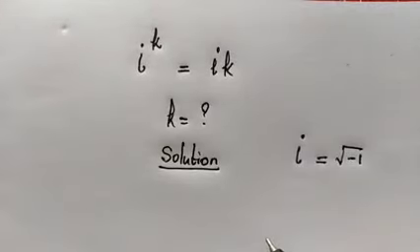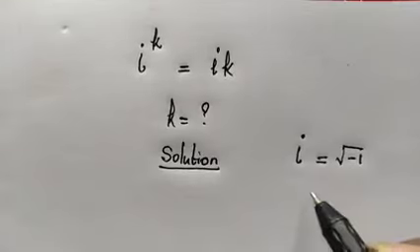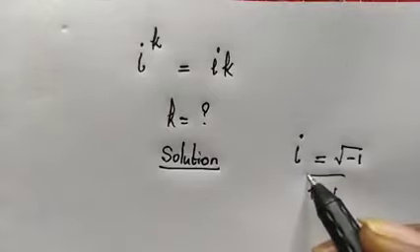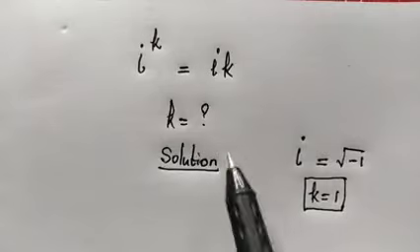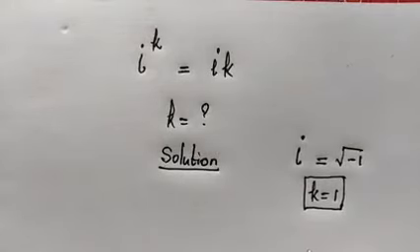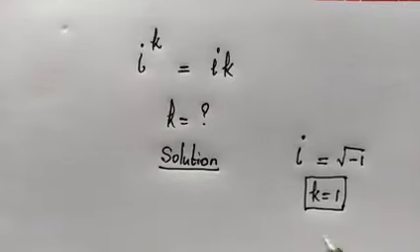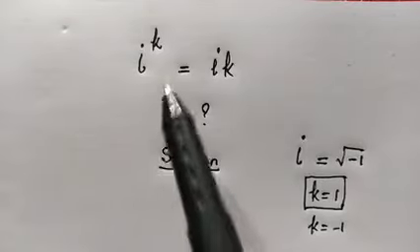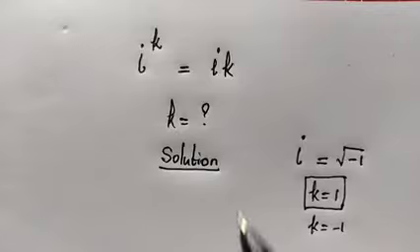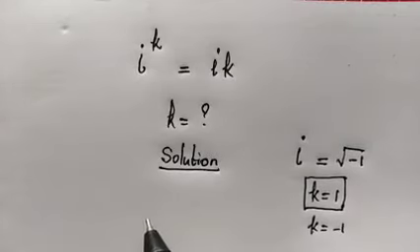Let's see how we're going to solve this problem. At first glance we have an obvious solution, which is k is equal to 1, right? As we can see, anything raised to the power of 1 is equal to that thing times 1. There's another solution, but not easy to get, and that is k is equal to -1. This is another solution, but it's not easy to get, because i raised to the power of -1 will give you -i, and at the right hand side we have -i. But let's solve this problem.